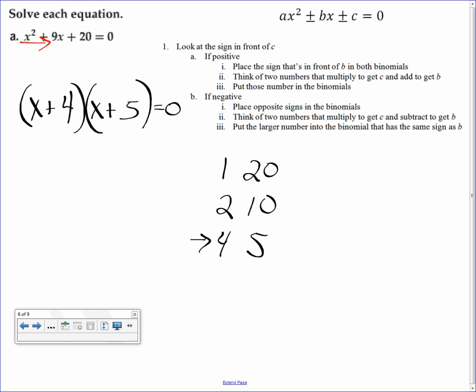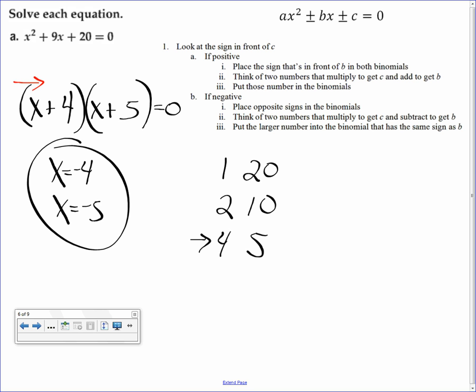If x plus 4 times x plus 5 is equal to 0, then I know that either x plus 4 has to equal 0, meaning that x would be negative 4, or x plus 5 has to be 0, meaning that x equals negative 5. And there's your solutions to that problem. Don't worry, I'll take you through another one here.